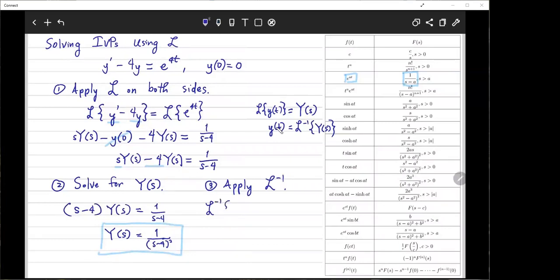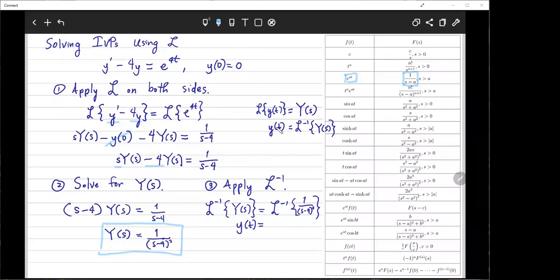So inverse Laplace of Y of s equals inverse Laplace of 1 over (s minus 4) quantity squared. And inverse Laplace of Y of s is y of t. So now, kailangan natin yung inverse Laplace ng 1 over (s minus 4) squared. So dito na papasok yung table natin.